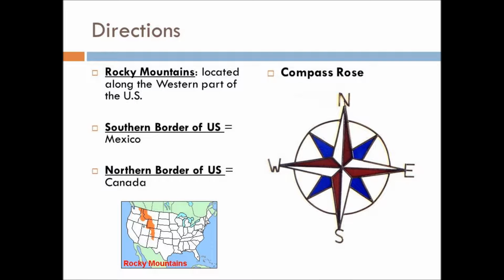Directions. It is incredibly important that we understand direction. The Rocky Mountains are located in the western part of the United States. The southern border of the United States, the border country, is Mexico. The northern border of the United States, the border country, is Canada. On the right, we have a compass rose, which for some reason a lot of students struggle with direction, and that's something we need to change.